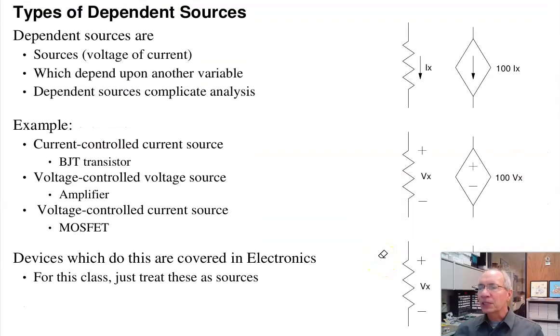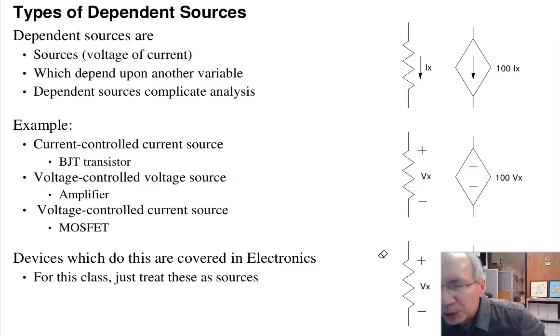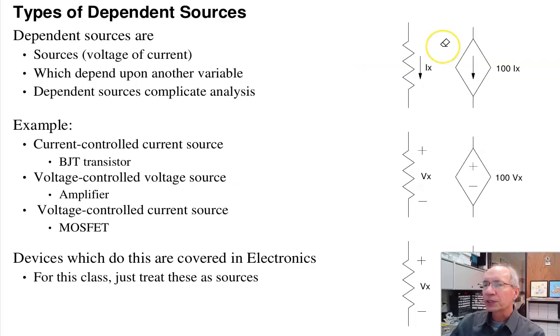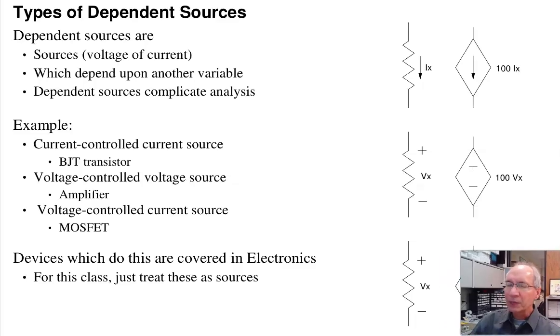So for dependent sources, there's a couple different types. You'll talk about these more when you take electronics. If you have a current-controlled current source, that's actually a BJT transistor, a topic covered in electronics. If you have a voltage-controlled voltage source, that's typically an op-amp circuit, an amplifier. If I have a voltage-controlled current source, that would be a MOSFET. So all these are devices you talk about in electronics. That's a different class. In this class, we're just going to use these as dependent sources and learn how to analyze that circuit. Where they come from, you'll cover when you get to electronics. For here, just treat that as a circuit element.